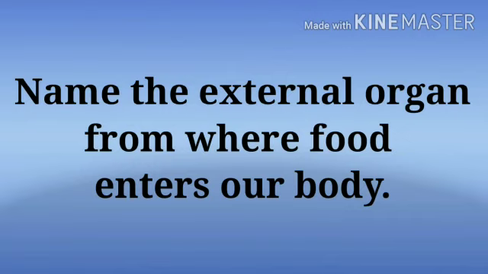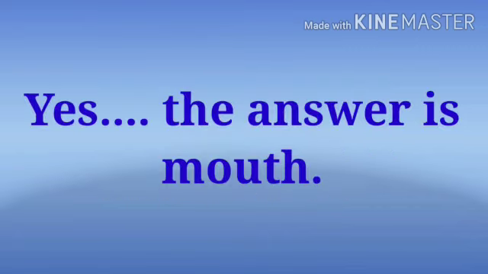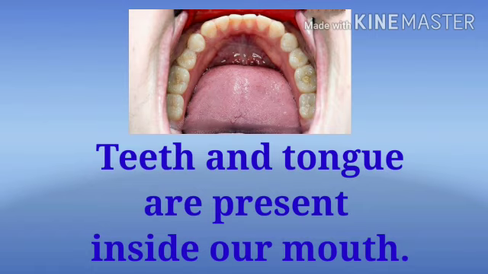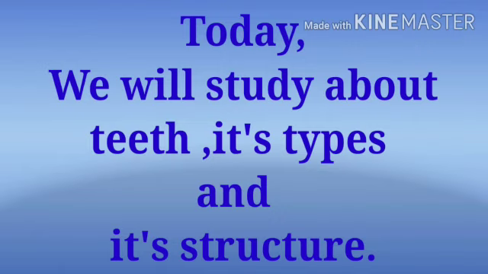My first question for you: name the external organ from where food enters our body. Yes, the answer is mouth. My second question is: what are the two things present inside our mouth? The answer is teeth and tongue are present inside our mouth. So my dear students, today we will study about teeth, its type and its structure.